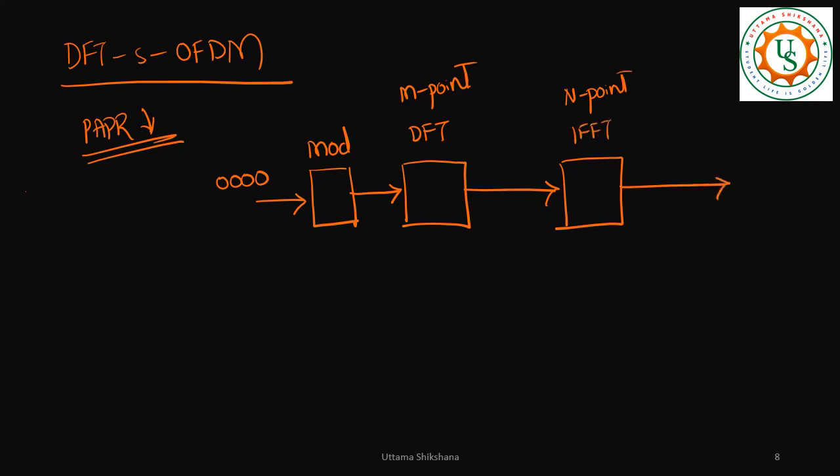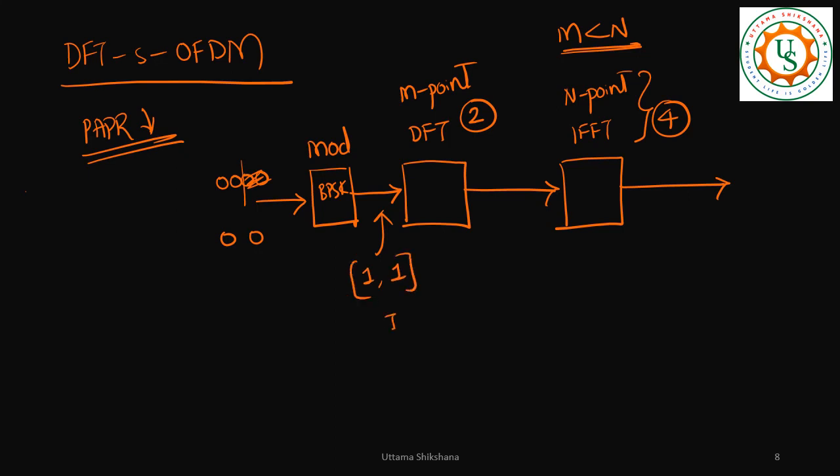Yeah, correct. See, usually in DFT-s-OFDM, M will be less than N. So for simplicity, this will take 4 points, this will take 2 points. Now let us say it has got only two values. So in this case, what happens? We need to see what the values are. This is a BPSK, right? As per that, the samples are 1 and 1. These are IQ samples.